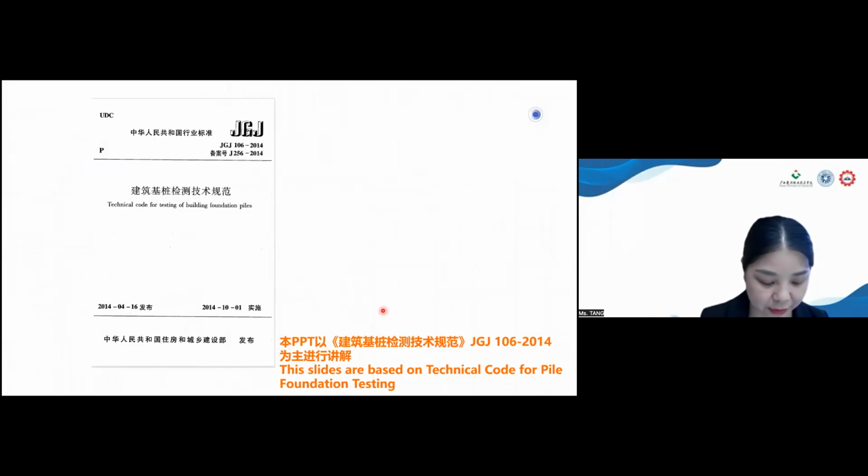Different codes have different regulations on static load test and monitoring of foundation pile, and these slides will explain it according to the Technical Code for Testing of Building Foundation Pile, JGJ 106-2014.